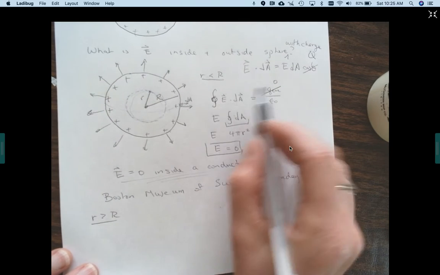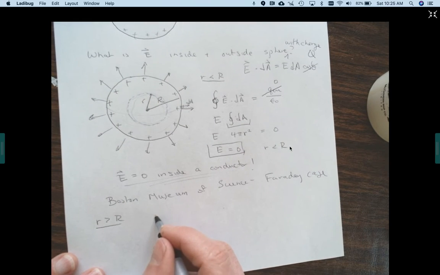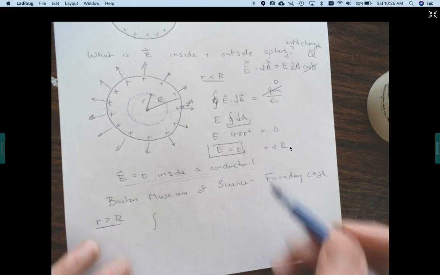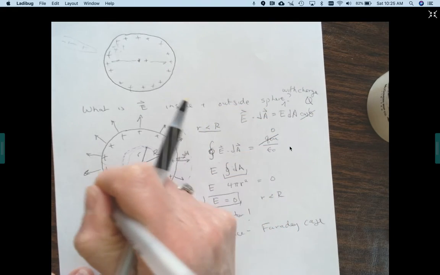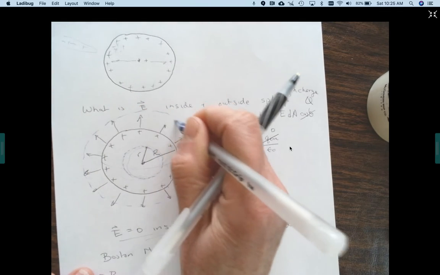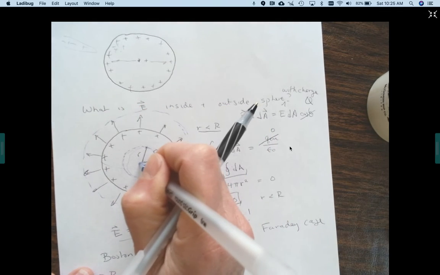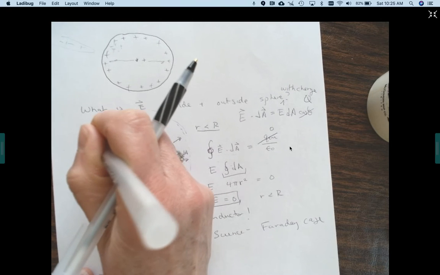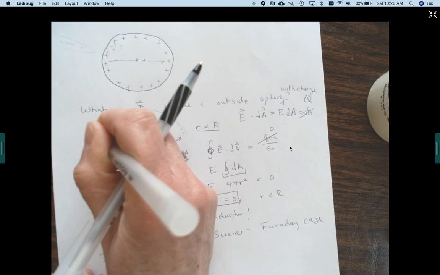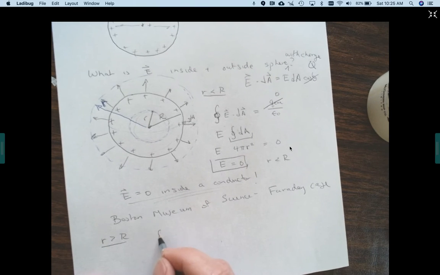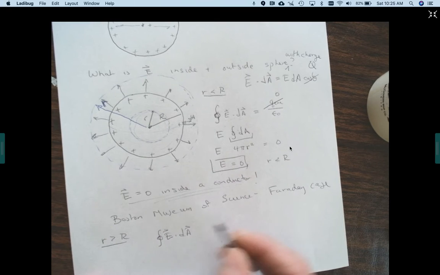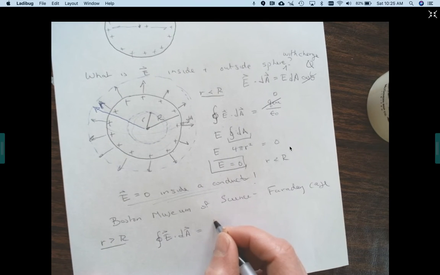Okay, so we do the same application of Gauss's law, right? But now my Gaussian surface is going to be out here somewhere. So this will be my new radius that I'm talking about, somewhere outside of the size of the sphere. So again, I do the electric flux, which is the integral of E dot dA around the closed surface, is enclosed charge over epsilon naught.